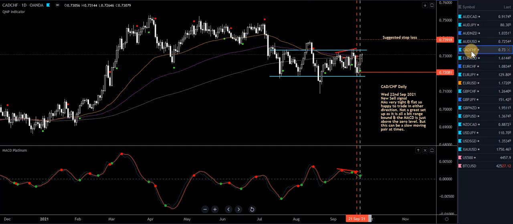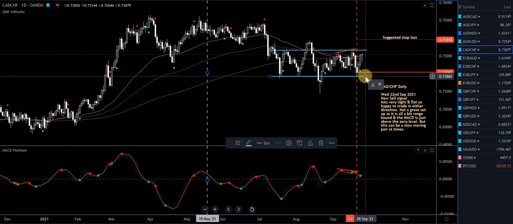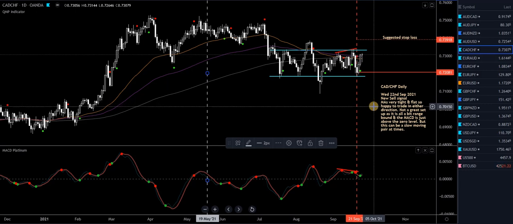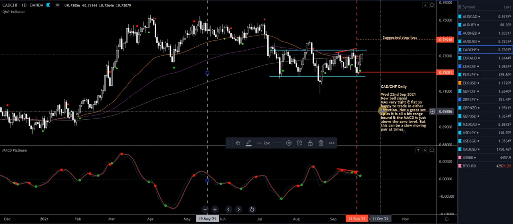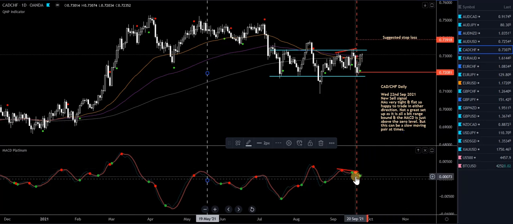CAD/CHF, what do we got here? All right, we got a sell trade in here. I'll just move this grey line out of the way so it's not stuck in a range. New sell signal, very tight and flat, so happy to trade in either direction. Not a great setup. It's all a bit range bound. The MACD is just above the zero level, which it was.